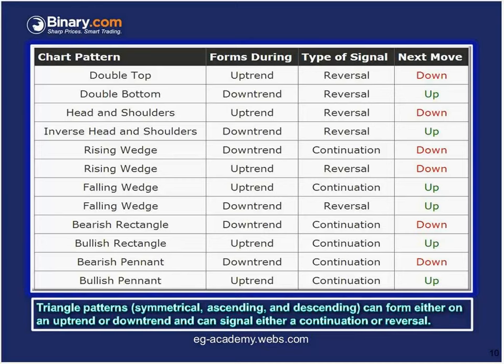Wedges can act as both continuation patterns and reversal patterns as well. The preceding trend and the slant of the wedge make it easy to identify which is which and what direction the ensuing move is likely to be. Symmetrical triangles, ascending triangles, and descending triangles can form either in an uptrend or downtrend and can signal either a continuation or reversal.